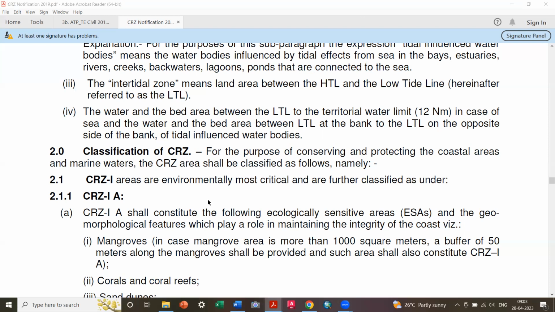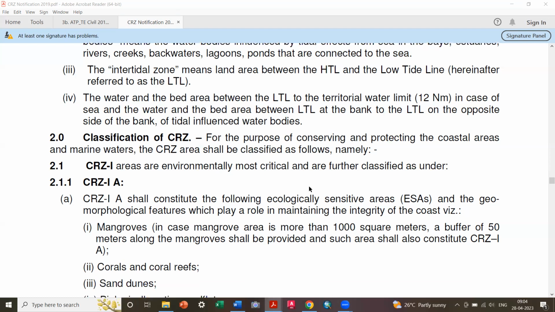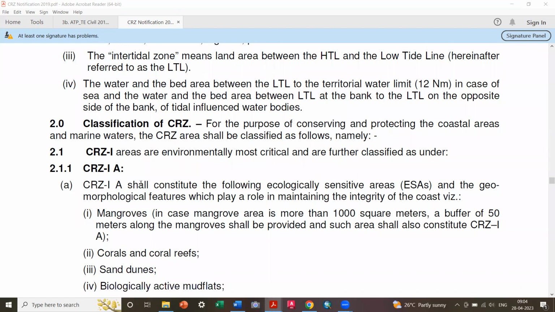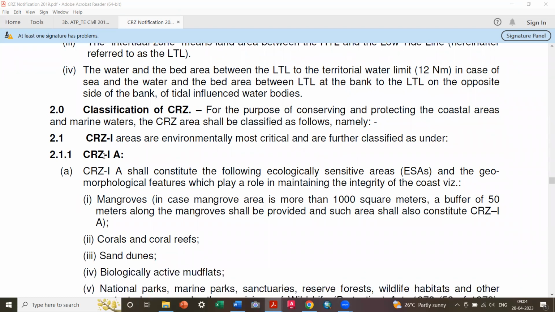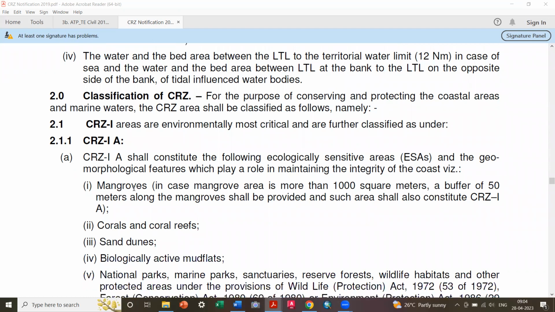So classification of CRZ, you can see, for the purpose of conserving and protecting coastal areas and marine waters, CRZ areas shall be classified as follows. So CRZ 1, आता त्यांनी काय केलेलं आहे की त्या पद्धतीने CRZ 1, 2, 3, 4 आणि त्याच्यामध्ये काही ठिकाणी A, B, C, D परत सबसेक्शन्स तयार केलेले आहेत. So we can see what is CRZ 1.